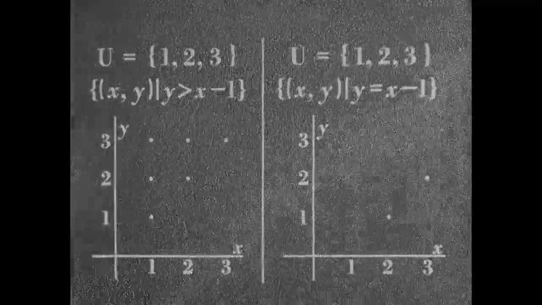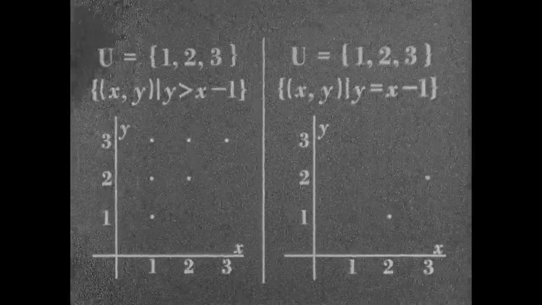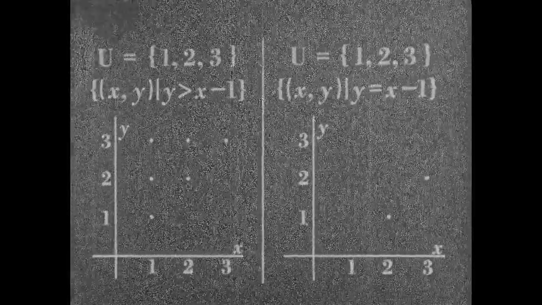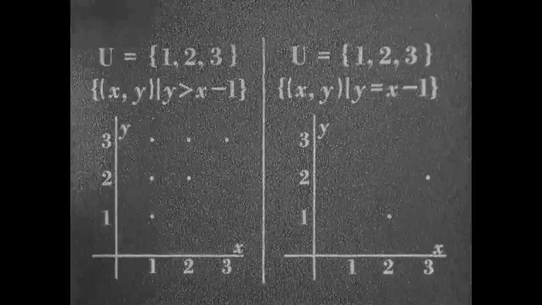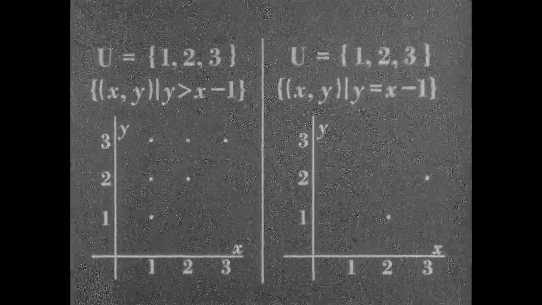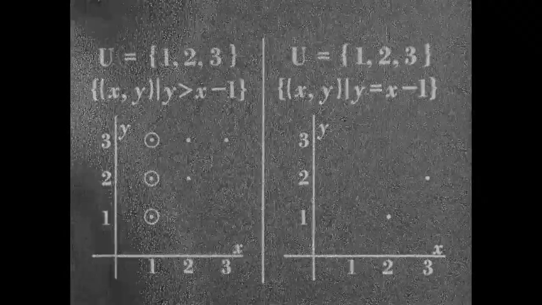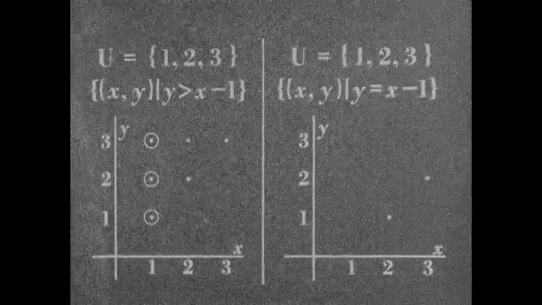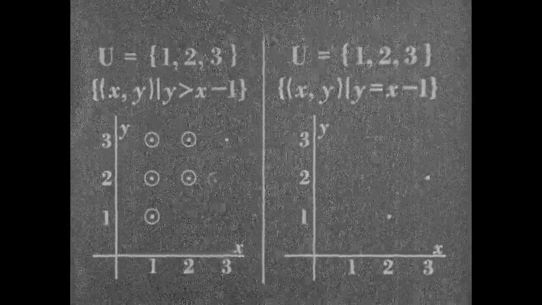Now, comparing the graph for y is greater than x minus 1 with the graph for y equals x minus 1, we notice a very important distinction. In the graph on the left, when x has the value 1, there can be 3 possible values for y. Similarly, when x has the value 2, y can have 2 values.